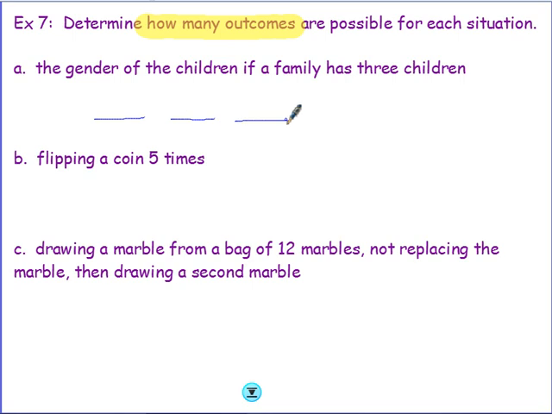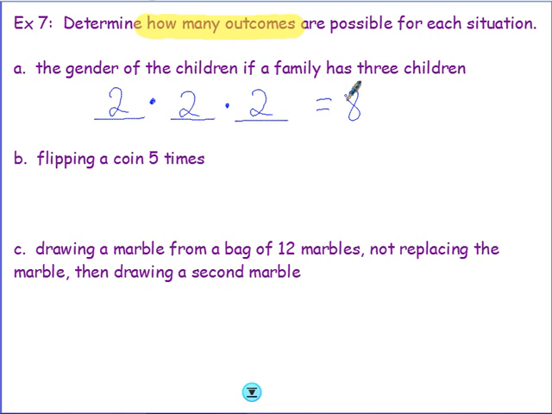Well, child 1 could have either been a boy or a girl. You have 2 options there. Child 2 could either be a boy or a girl. Again, 2 options there. Child 3 could be a boy or a girl. 2 options there. And when you are trying to combine all 3 together, this is that fundamental counting principle. You multiply all the options. 2 times 2 times 2 is 8.